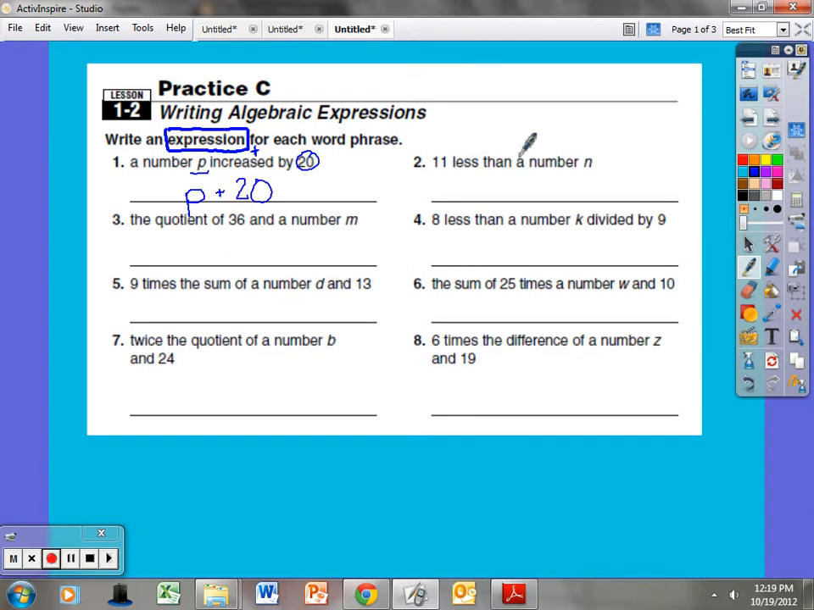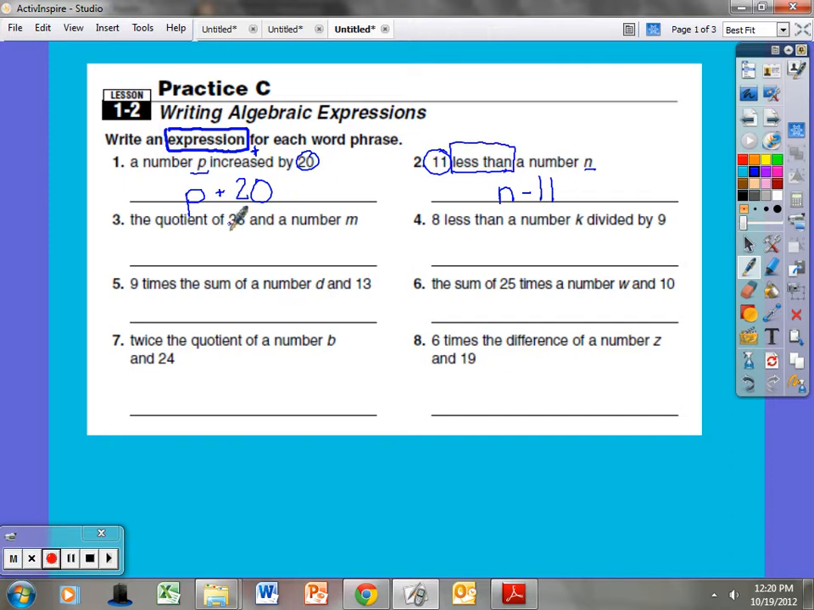Okay, this one here, 11 less than a number n. This one always gets kids. 11 less than a number n. So I'm taking 11 away because it's going to be 11 smaller. So that must mean that I have to start with something in order to get 11 smaller than it. So it becomes n minus 11. When it says less than, that means I must take the 11 away from something. So I have to start with something first in order to take 11 from it.